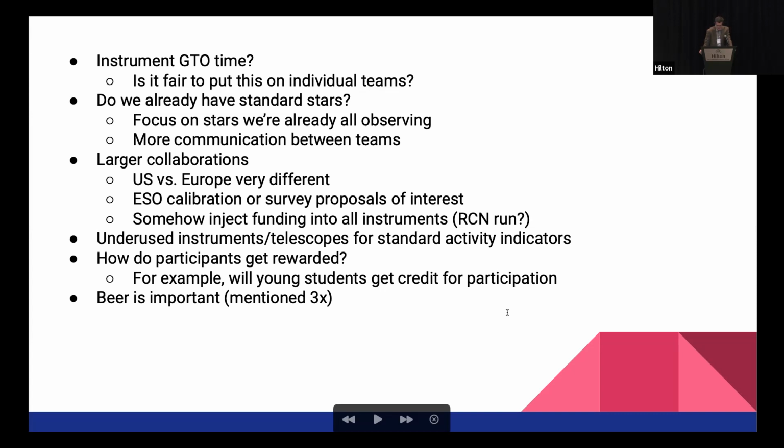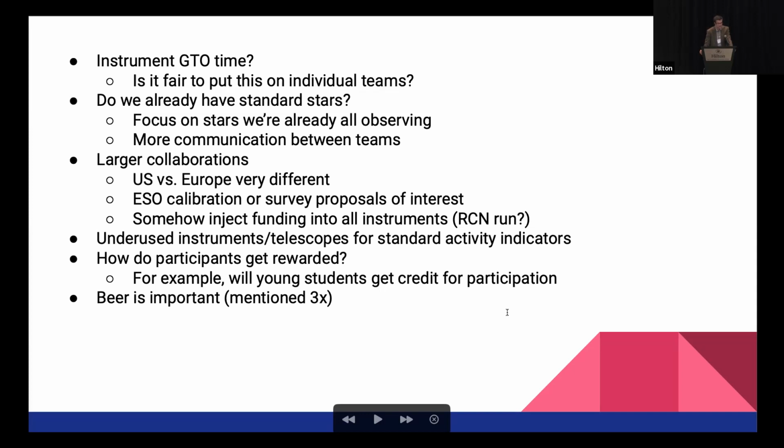Then underused instruments and telescopes for things like activity indicators, maybe not necessarily focusing on just the EPRV ones, but also just the regular RV ones. And another point that was brought up, I think by a few different groups, was, how will people get rewarded and who will get credit for things like this. And so these are important things to remember.